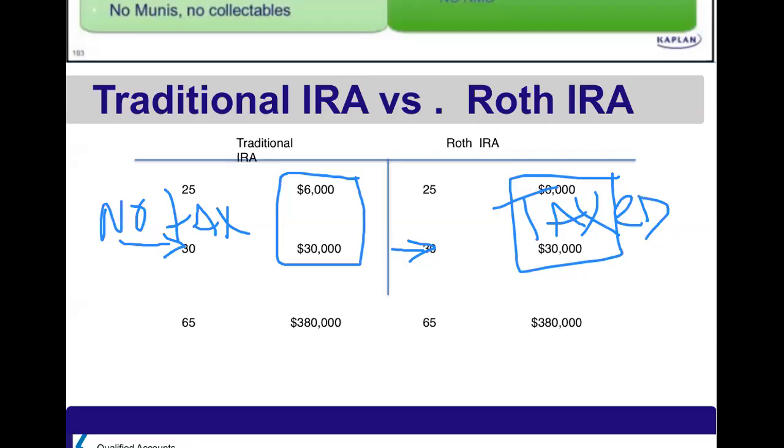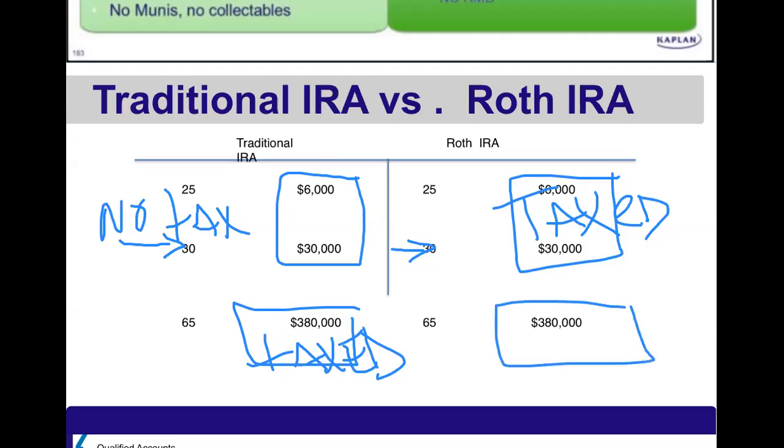At age 65, when we begin to withdraw from the traditional IRA, every withdrawal from it would be taxed. Here, when we begin to take our withdrawals from the Roth IRA, there would be no taxes on any of this money. So as you can see, those are big differences between the traditional and the Roth.